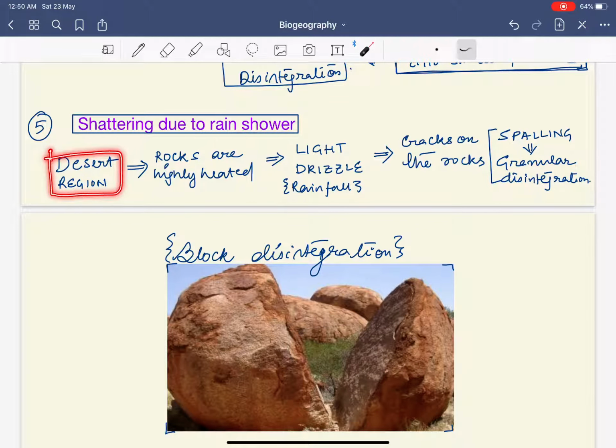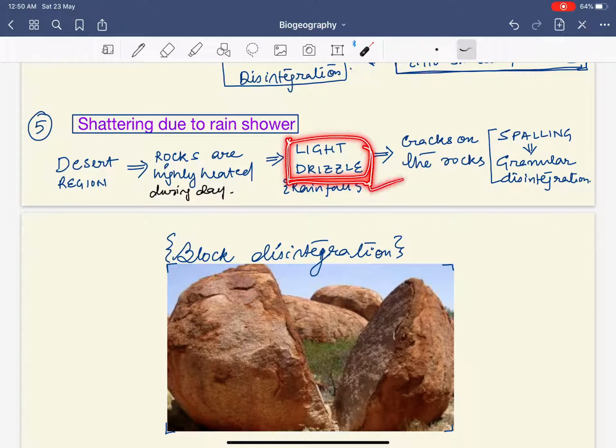In desert regions, rocks are highly heated during the day. And as we had already said, there is also torrential rainfall in the desert region. What is this torrential rainfall? It's nothing but a sudden rainfall. Such sudden rainfall will lead to light drizzle, and such light drizzles will lead to cracks on the rock.